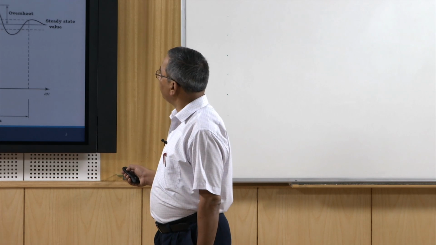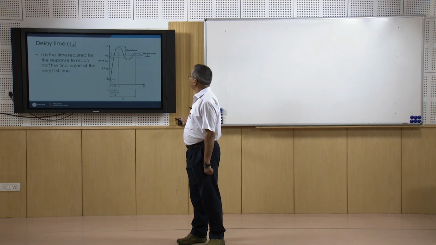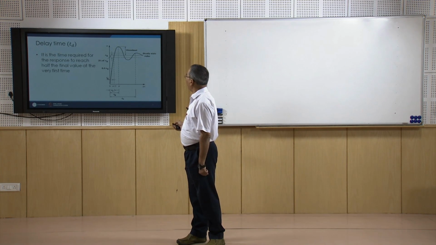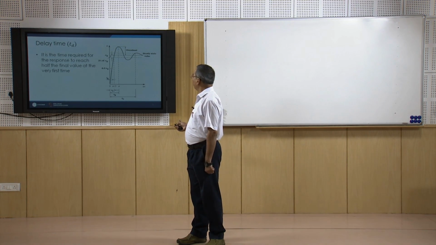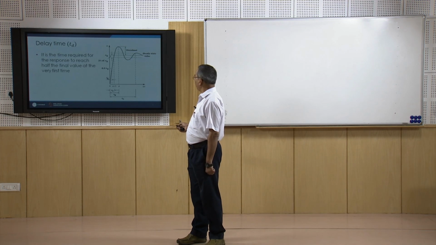Now, you can see that in this plot I have plotted the output x with respect to omega t, where omega is the angular frequency. And this is the typical behavior of a second order underdamped system when it is subjected to a step input, as we have seen.